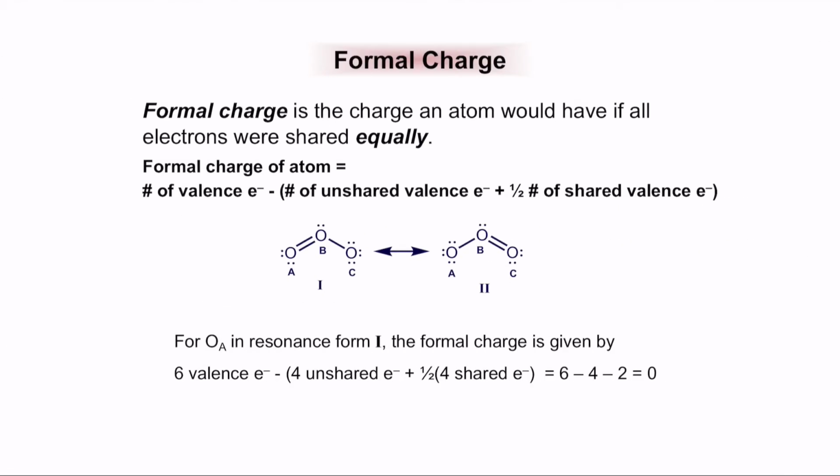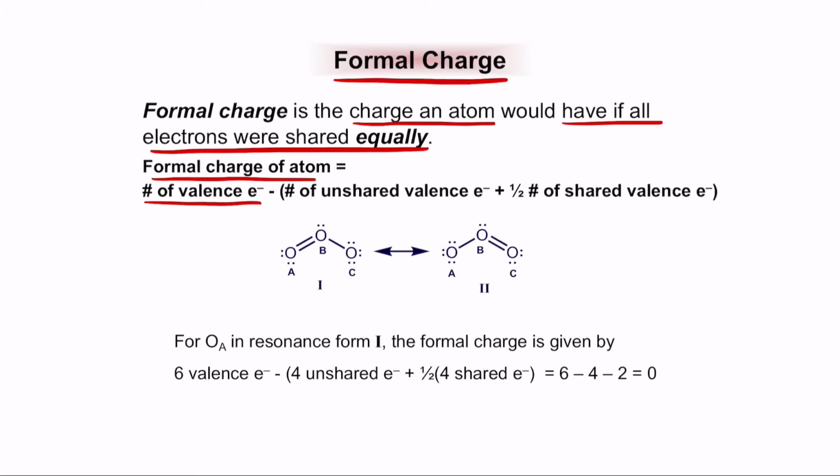So how do you differentiate a general structure from a resonance structure? By calculating the formal charge. Formal charge is basically the charge an atom would have if all the electrons were shared equally. The formal charge of an atom is given by the formula: number of valence electrons minus the number of unshared valence electrons plus half of the number of shared electrons.